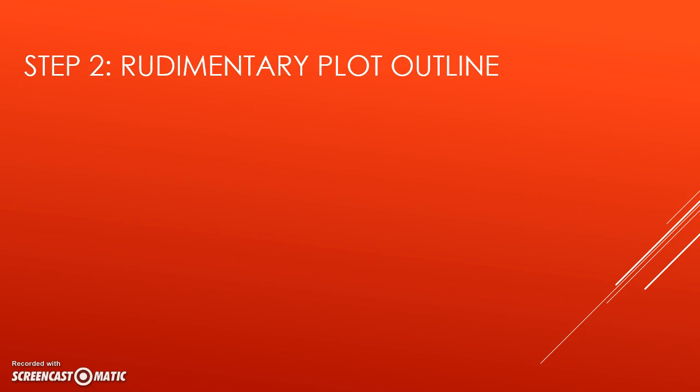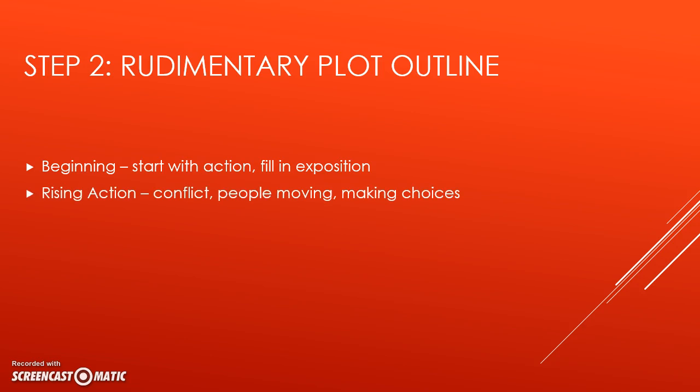The second step is to come up with a rudimentary plot outline. The beginning of your outline should be the exposition. Typically you want to start with action and start as close to the climax as possible. Fill in the exposition as you go along, so that will be all the background information.